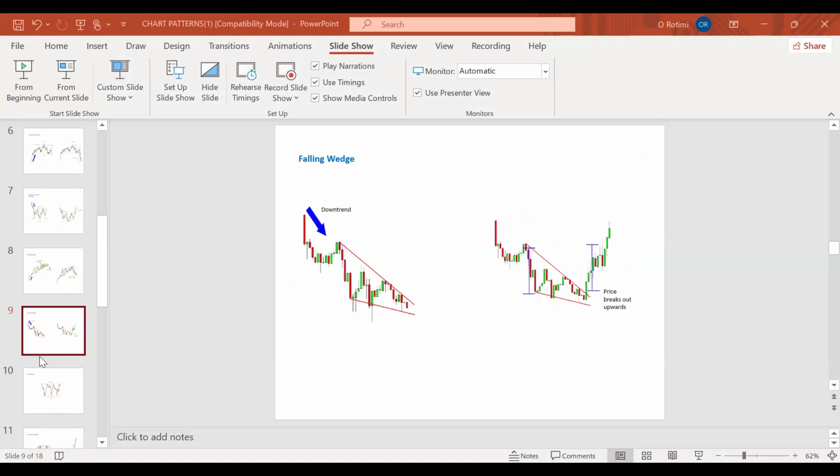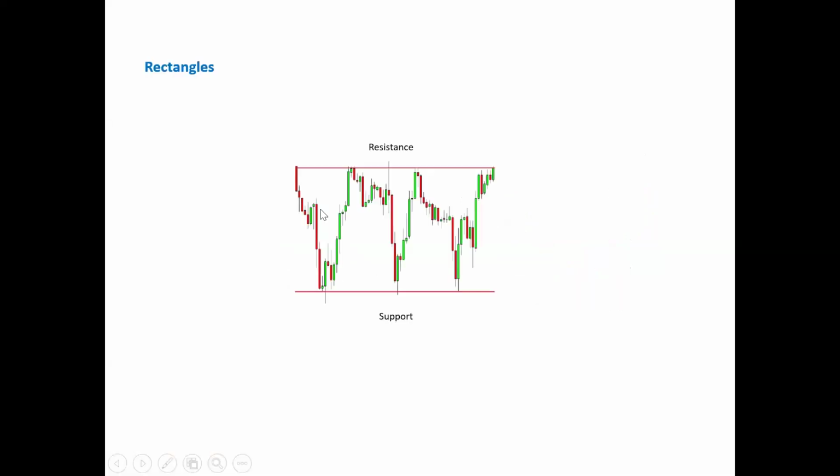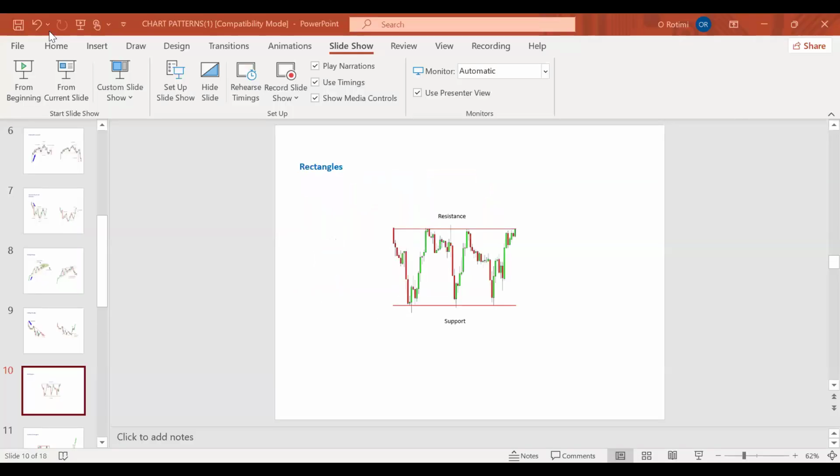All right. So next to that, we have the rectangle pattern. Now, the rectangles are formed when price is more or less in a range, when price is bound between resistance and support and is moving within the resistance and support pattern. That is when we have a rectangle pattern.